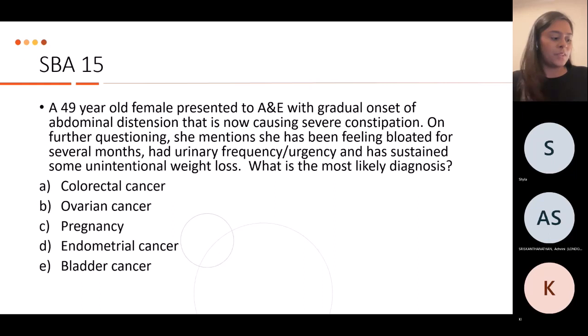Cool. So last question. A 49-year-old has come to A&E with gradual onset abdominal distension. She's now got severe constipation, and she mentions to you that she was feeling bloated for several months. She's been having some urinary frequency, and she's also had some weight loss. So what's the most likely diagnosis?